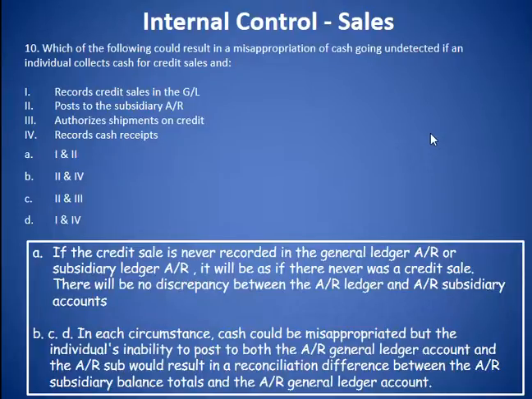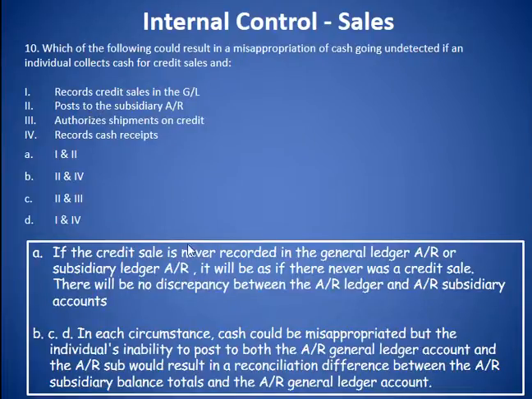Okay, the answer to question number 10, which of the following could result in a misappropriation of cash going undetected if an individual collects cash for credit sales, and also there's 4 separate duties? So what we need to do is find the right combination of duties. So if we take a look, the correct answer in this case would be, and I don't have it underlined, but it would be A, which would be basically collecting the cash, and then Roman numeral 1 records the credit sales in the general ledger, and number 2 posts those credit sales to the subsidiary ledger.